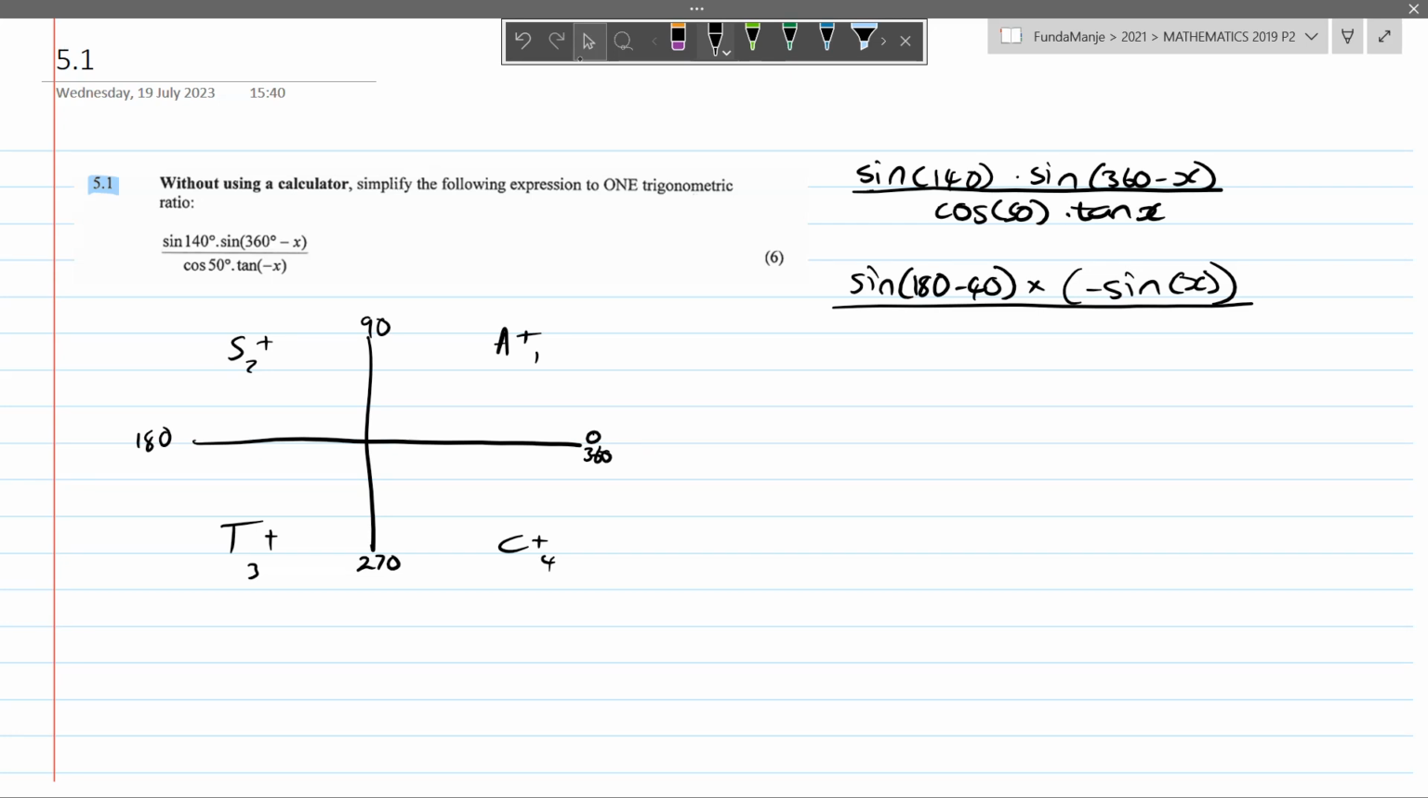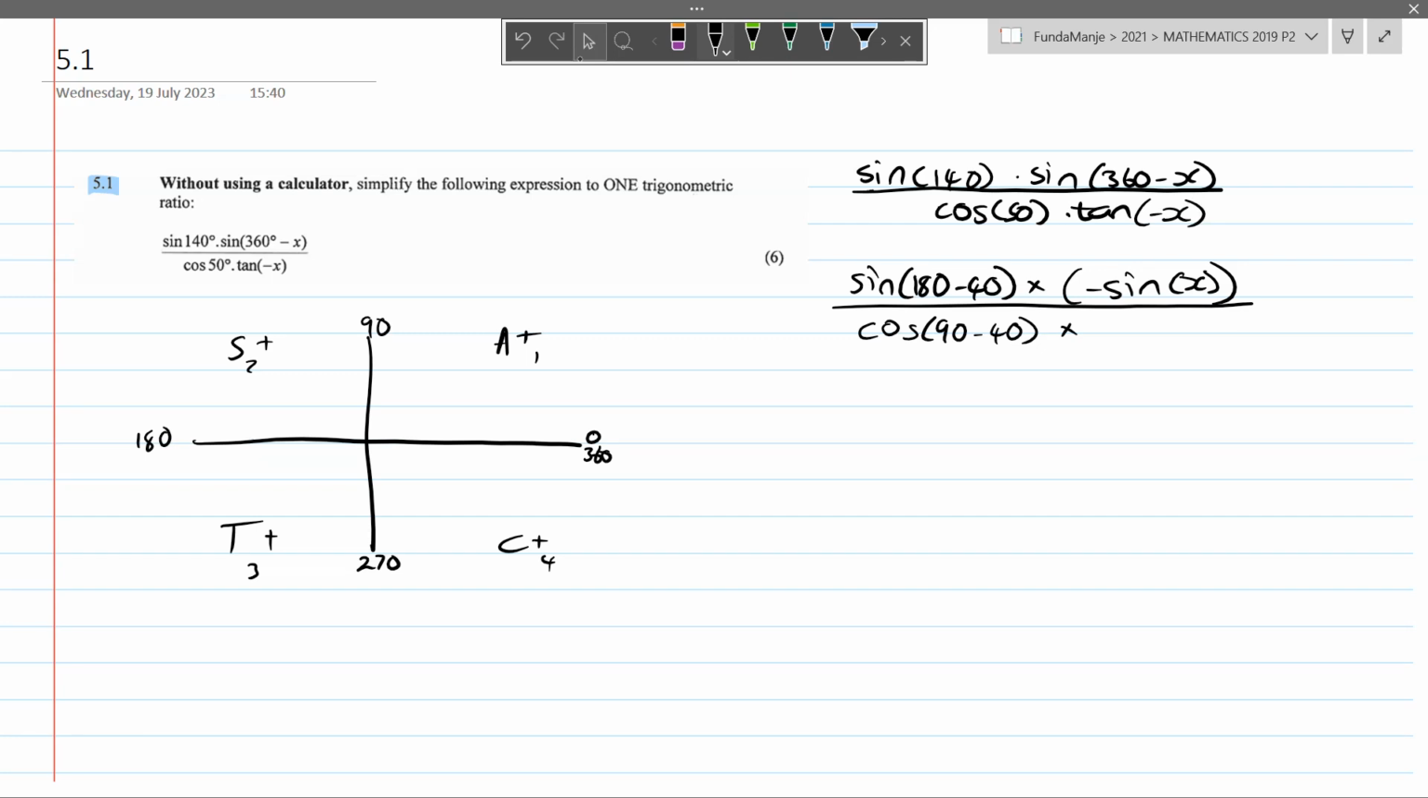Now remember, what you're trying to do is end up with one trigonometric ratio. So it's always good to mix around things from the moment they're given to you, so that you can see if there's a correlation somewhere such that you'll be able to cancel certain ratios. So cos 50 at the bottom can be converted to cos (90 minus 40) and then multiplied by tan x. In this case, excuse me for copying it incorrectly, that should be tan of negative x.